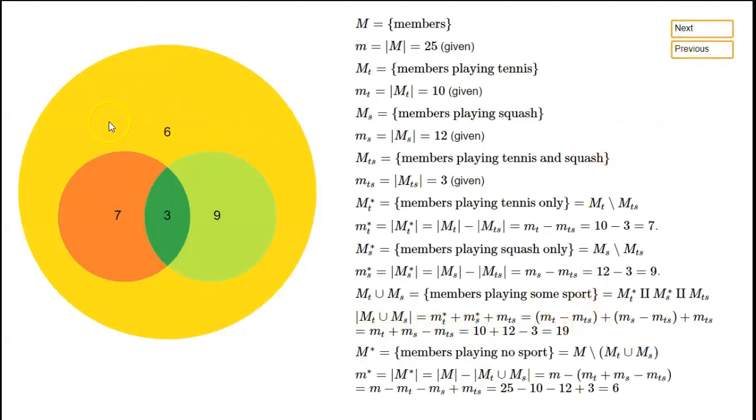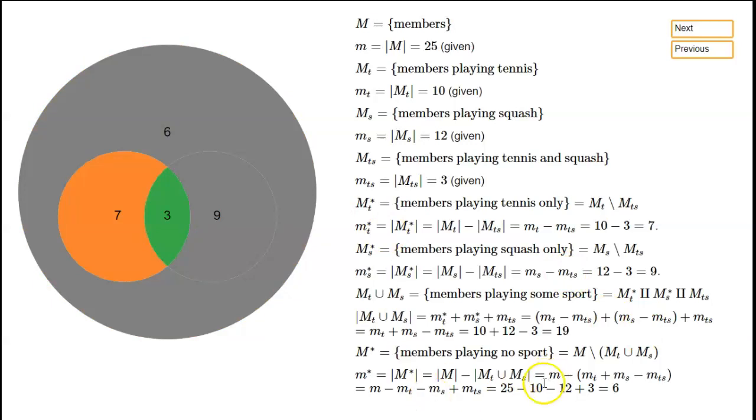And now finally we can work out the number of people on the outside who don't play any sport at all. So that's the set of members here, and then we remove the union of MT and MS. So M star is the number of these people. Okay, so we noted that the size of MT union MS was MT plus MS minus MTS. And so when we subtract that off from M, we get M minus MT minus MS plus MTS, which is 6. And notice here we've got M with no subscripts with a plus, MT and MS with 1 subscript with a minus, and MTS with 2 subscripts with a plus. Okay, so that's going to be a pattern that we'll see works more generally.